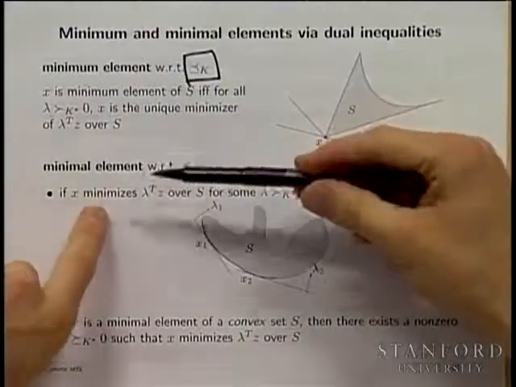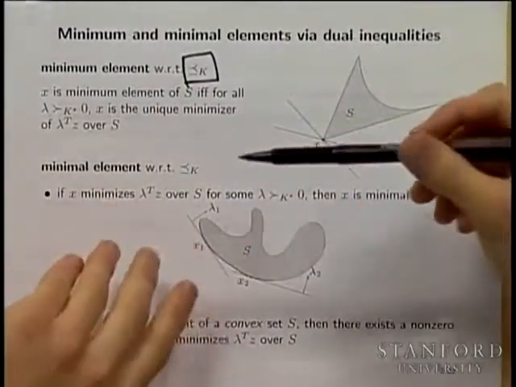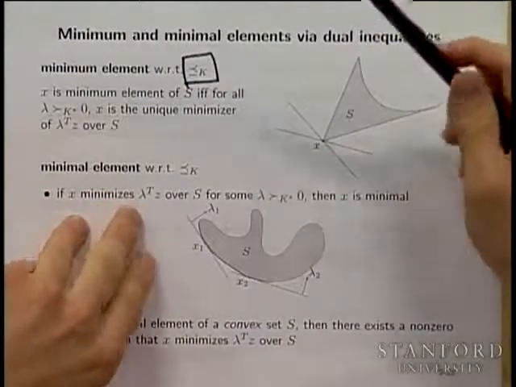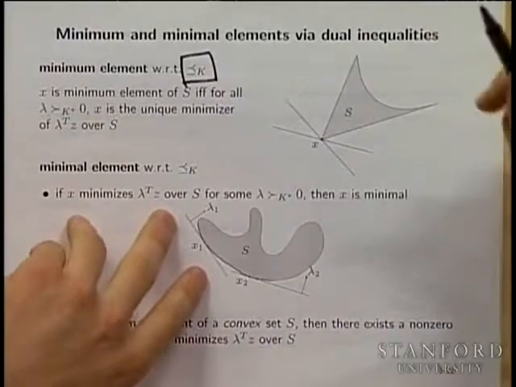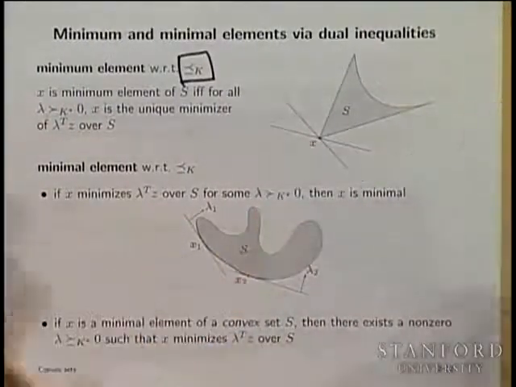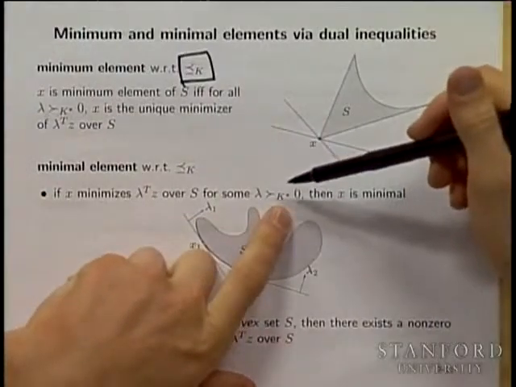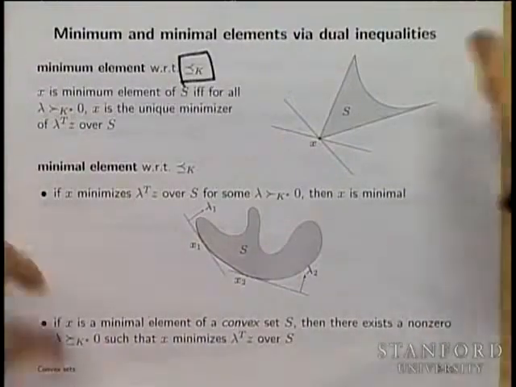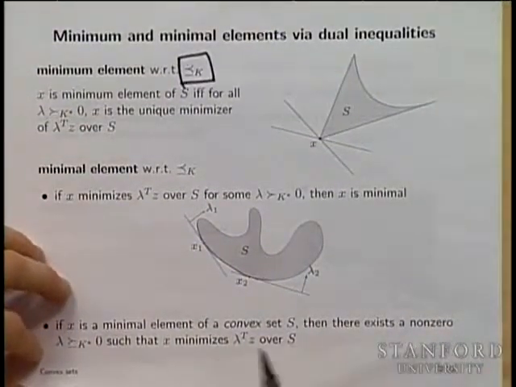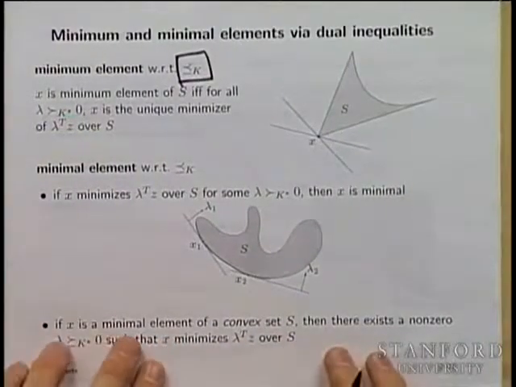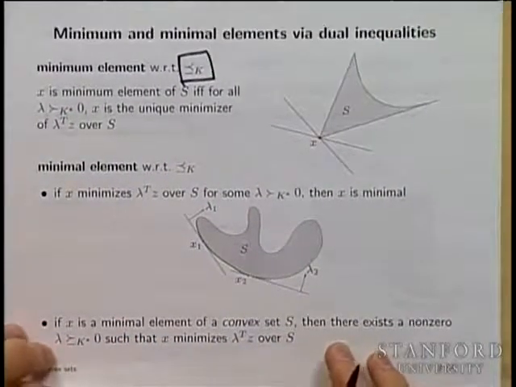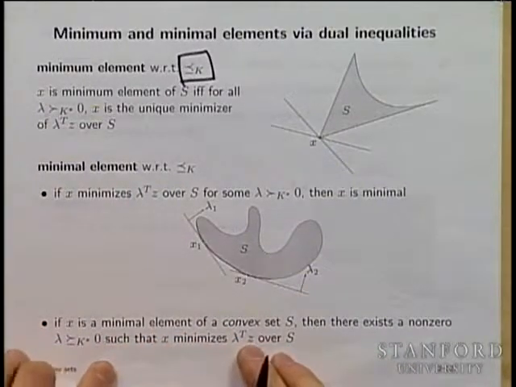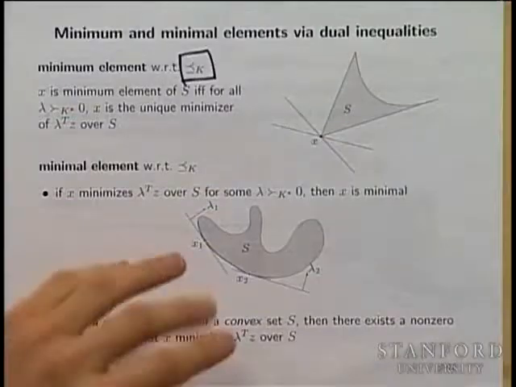And then a minimal element is a slightly different definition, and it says this. If x minimizes lambda transpose z over S, and if we can find any lambda that's strictly in the dual cone, then x is minimal. We'll see later how useful this is. And then finally we can say that if x is minimal, there is some lambda such that lambda transpose z has a minimizer x. Okay, I'm really just starting to run out of time, so I'm just tossing these out there, and we'll see duality in lots more detail.